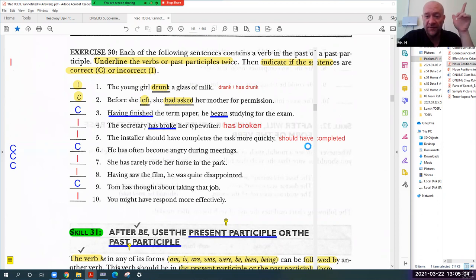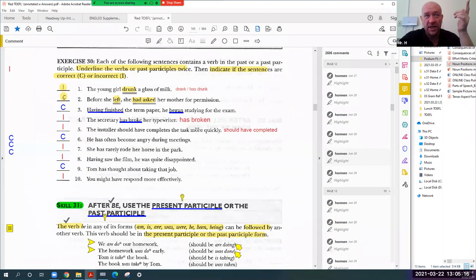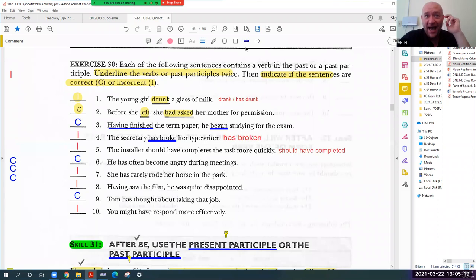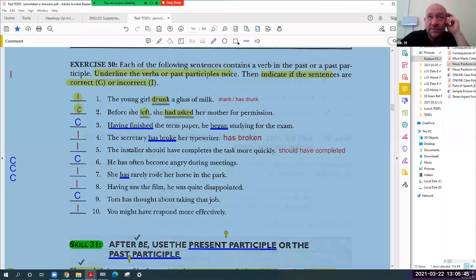Find the verb, the perfect formula. Let's find the perfect formula. The formula that we're learning here is have, right? Have plus verb three. Where is verb three? Rode. There is no verb three. What is it? It's verb two. Yep, this is verb two.